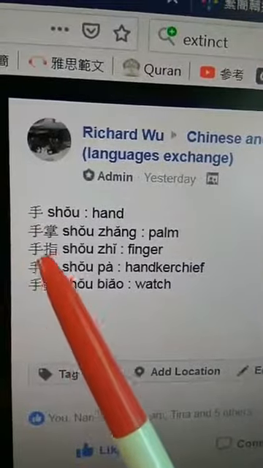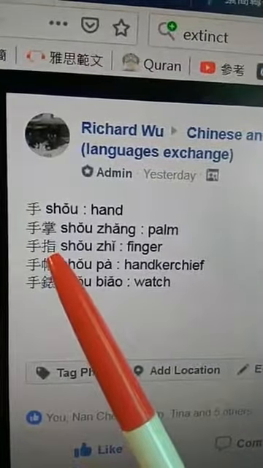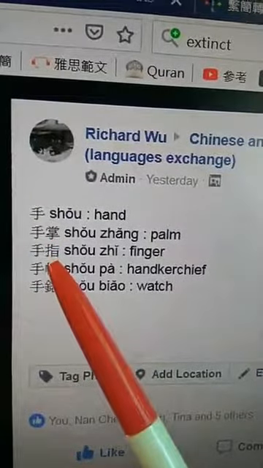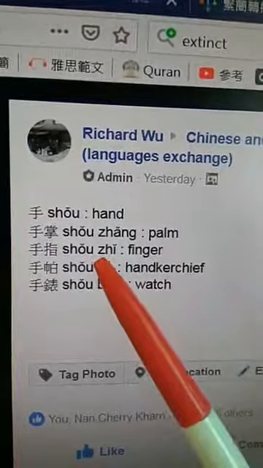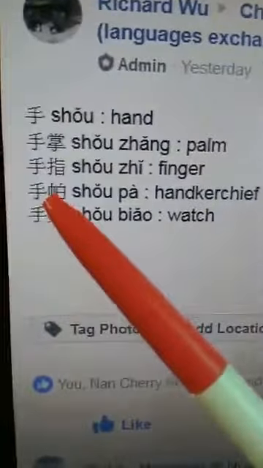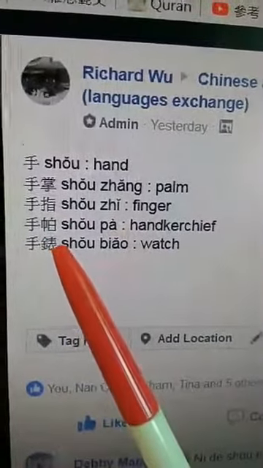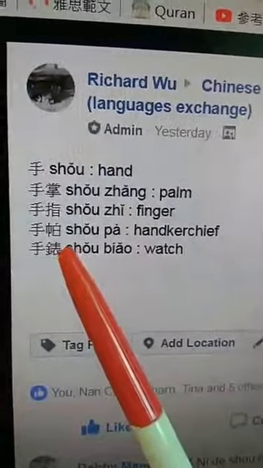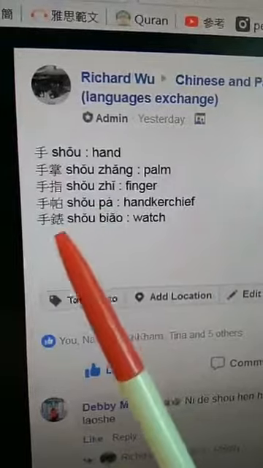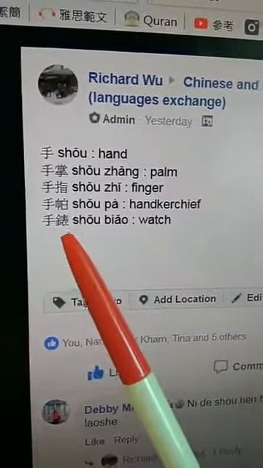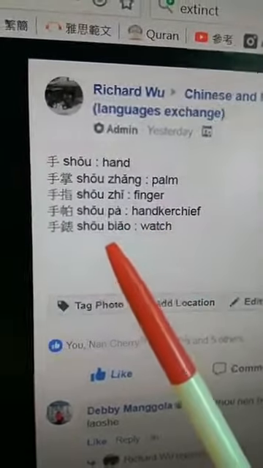Then 手指. Actually, 指 means finger. 手指 means hand finger. So finger, 手指. Then 手帕. Again, 手 means hand, 帕 is like handkerchief. 手帕, handkerchief. You can see here, 手帕. And then 手表, watch. 手表.